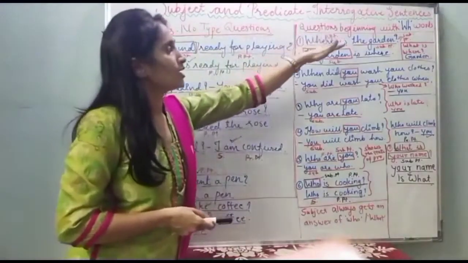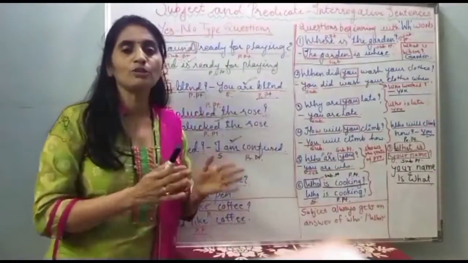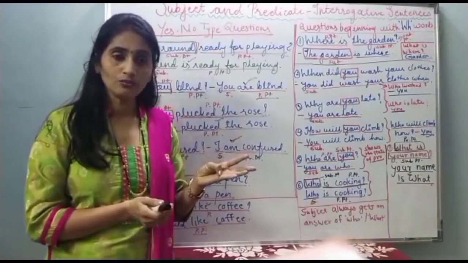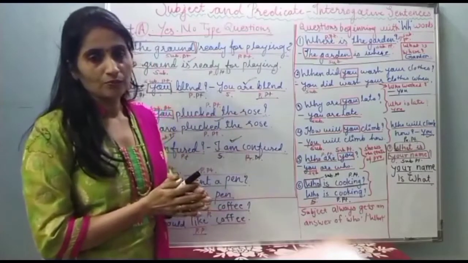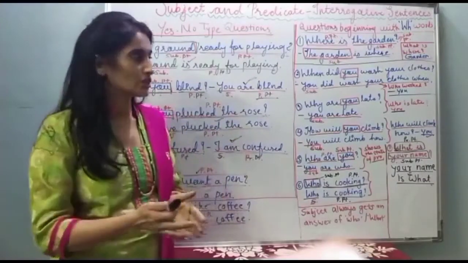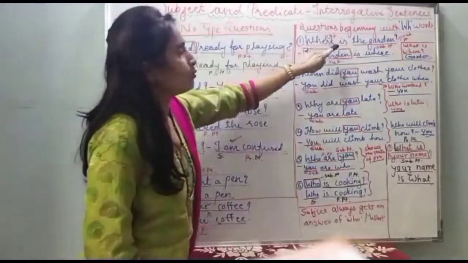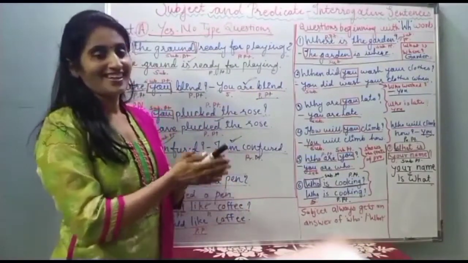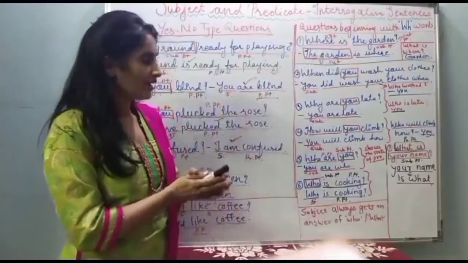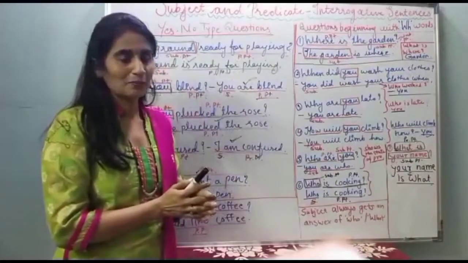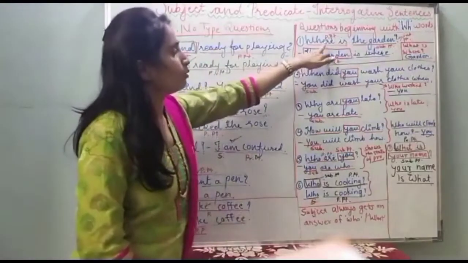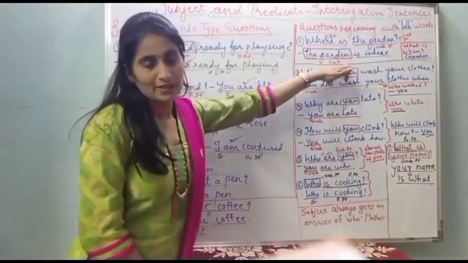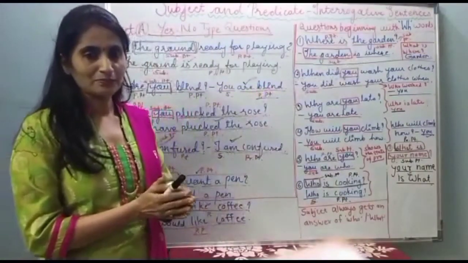The next type is questions beginning with WH words, WH family words. Which are the WH family words? What, whose, whom, how, why, etc. See here, the first question is, where is the garden? Now, how to identify the subject in such kind of questions? In the same way as we have done this. First of all, we have to convert the sentence, that is the question, into a statement, into a simple sentence.